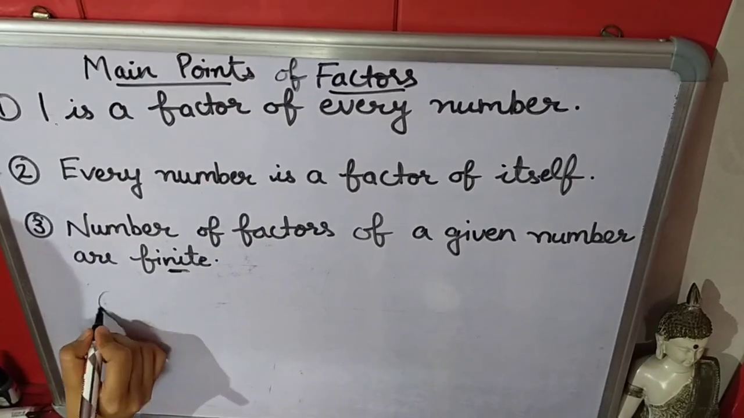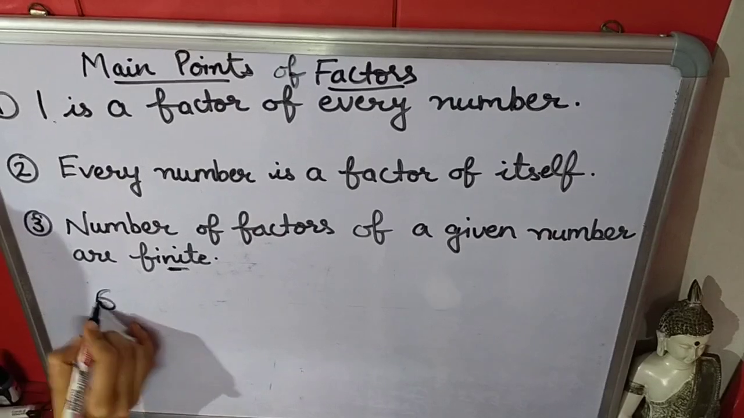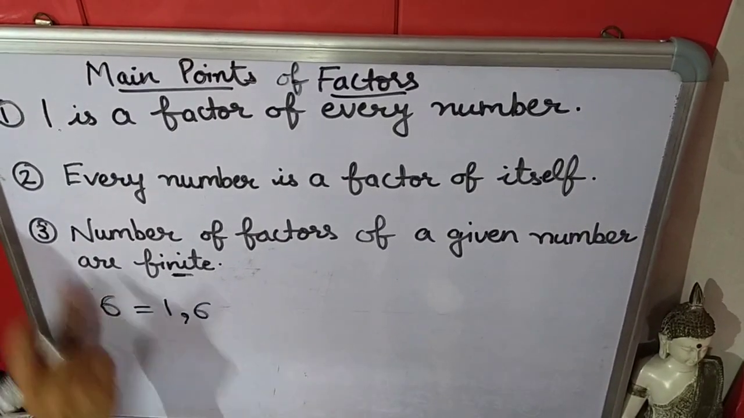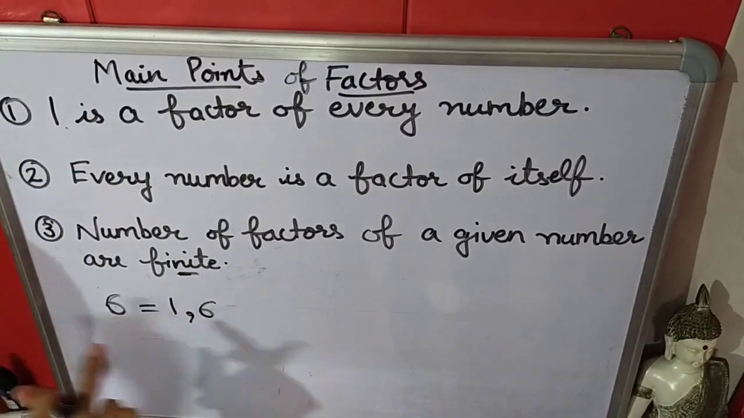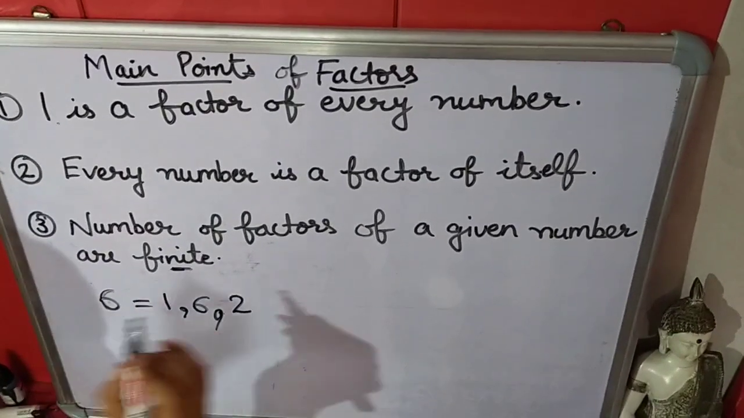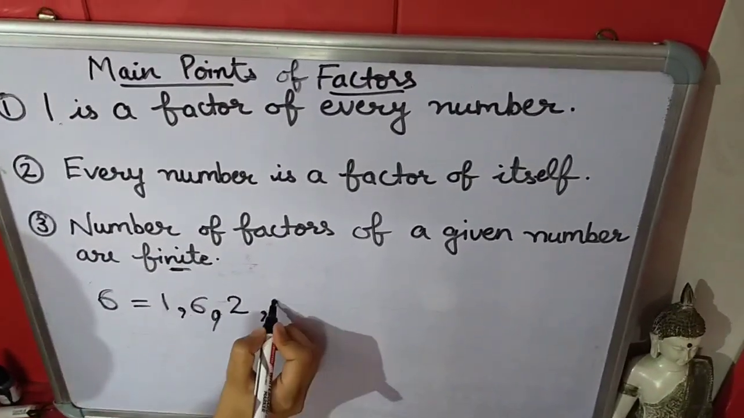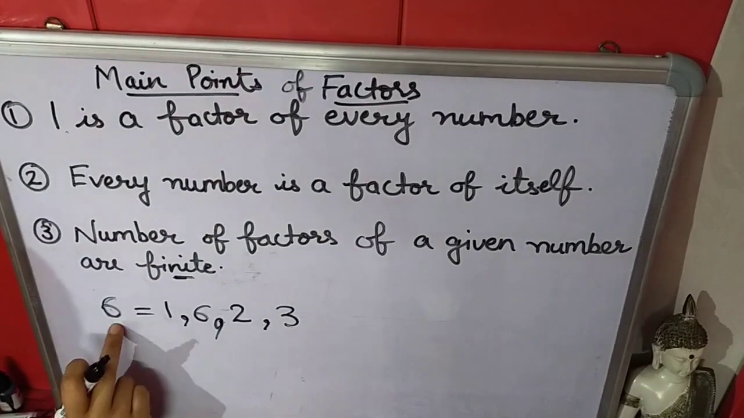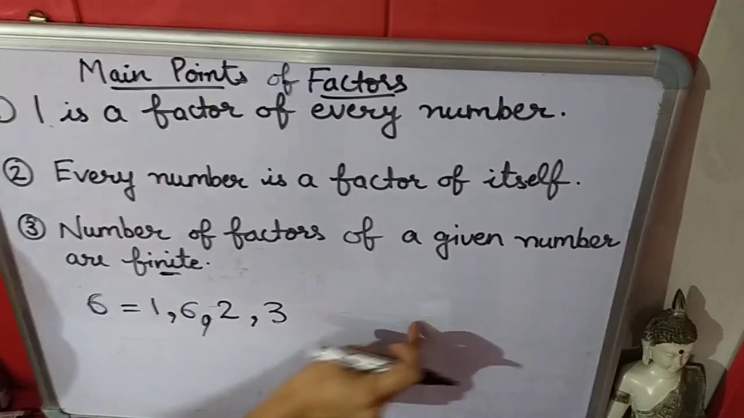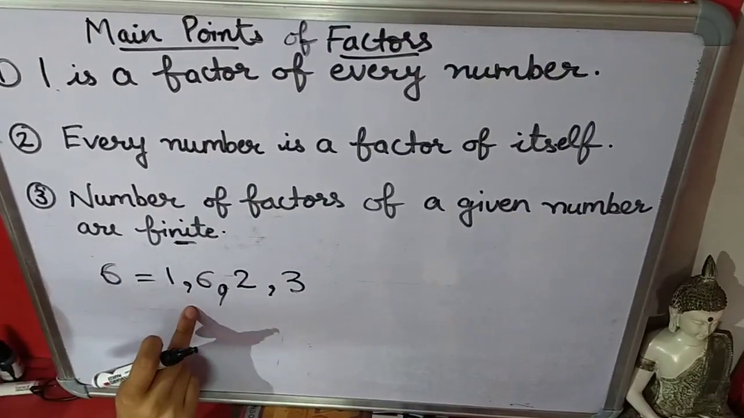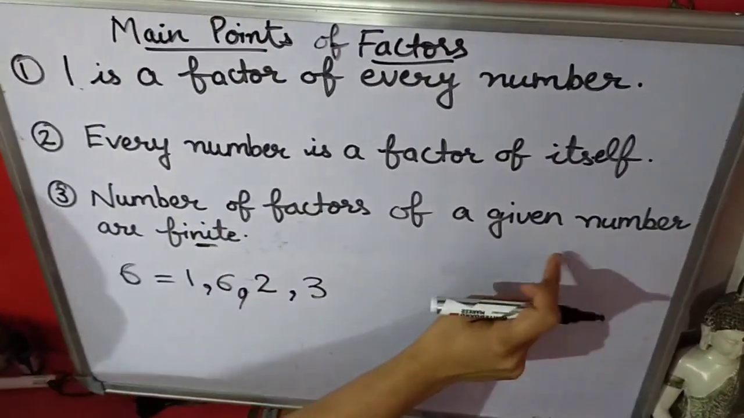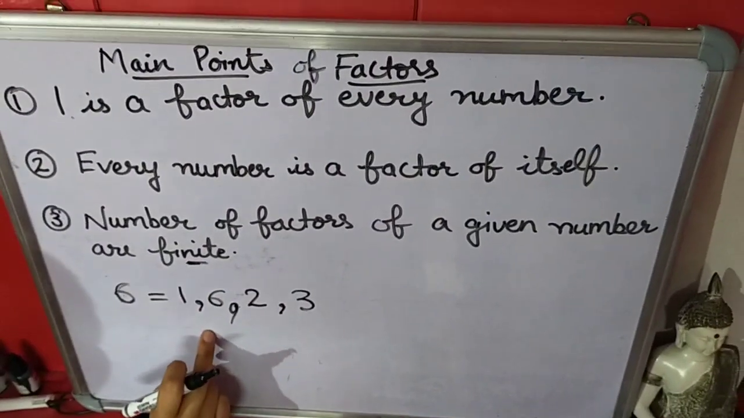If you have to write the factors of 6, first of all 6 will come in the table of 1 and itself. These first 2 points we are covering. Now 6 will come in the table of 2, 2 threes are 6, and in the table of 3. Now 6 will not come in any other table. There are no more factors of 6. Only 4 factors are there. So the number of factors of a given number is finite.